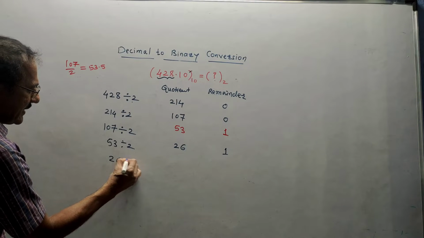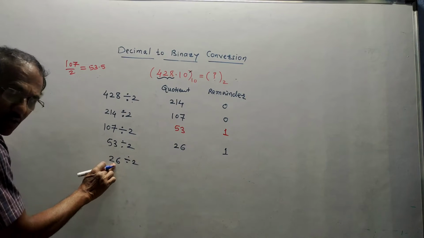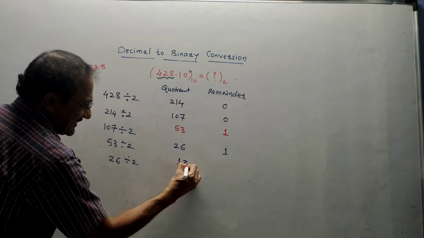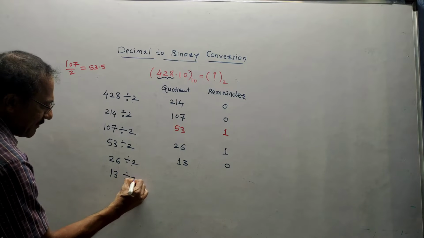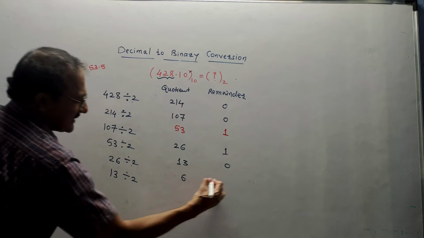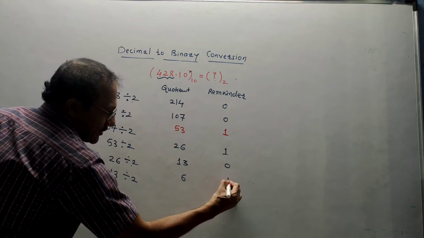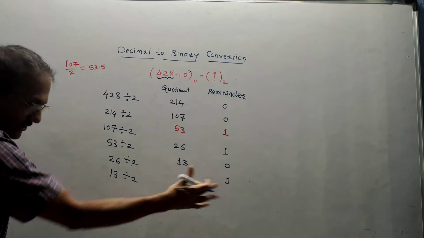Next, 26 divided by 2. I am considering this number written over here. The answer is 13. This is a perfect division, so the remainder is 0. Now 13 divided by 2. The answer is 6.5, the quotient is 6. The remainder is 0.5, that means 0.5 into 2 is 1.